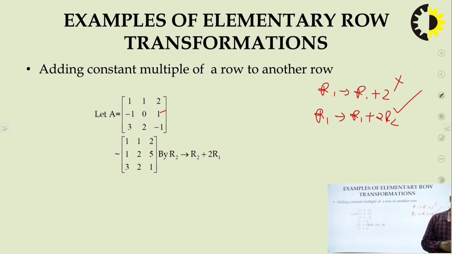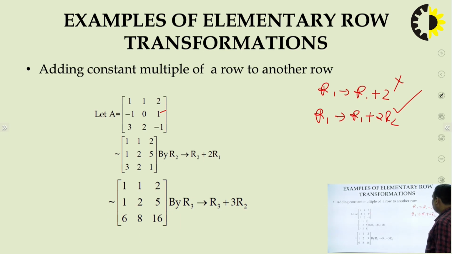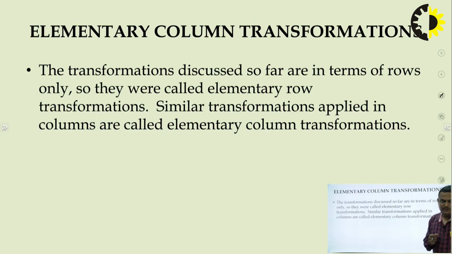It is the third operation for elementary row transformation, just same as elementary column transformation. The transformations discussed so far were in terms of rows only, so they were called elementary row transformations. Similar transformations applied to columns are called elementary column transformations. All three properties are the same for columns as for rows.